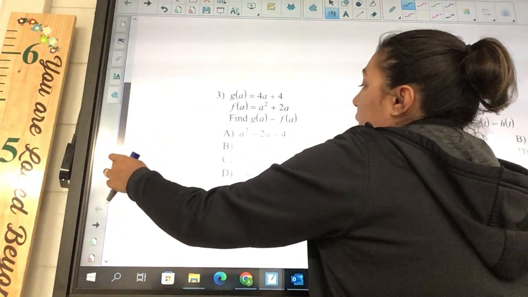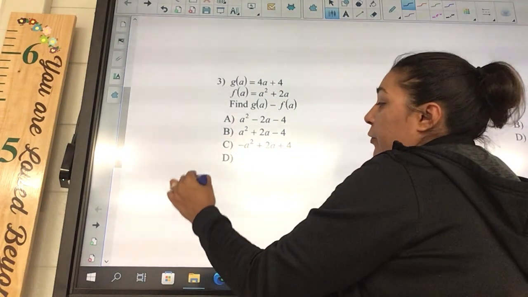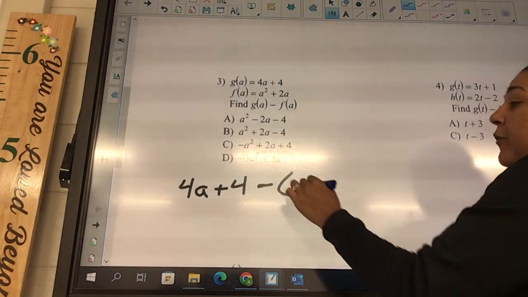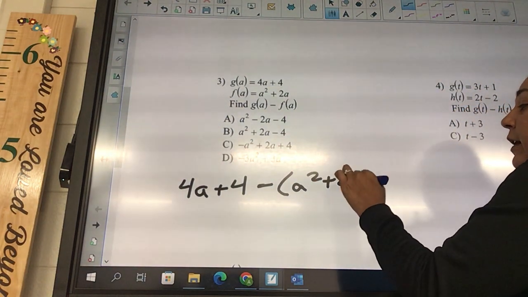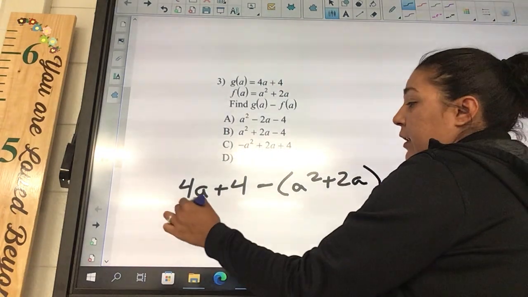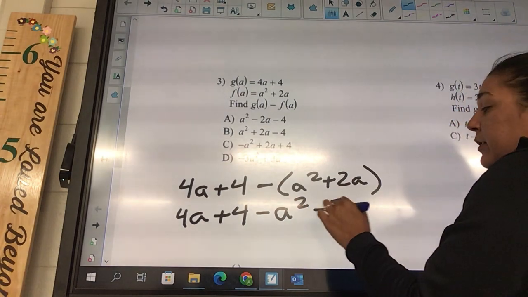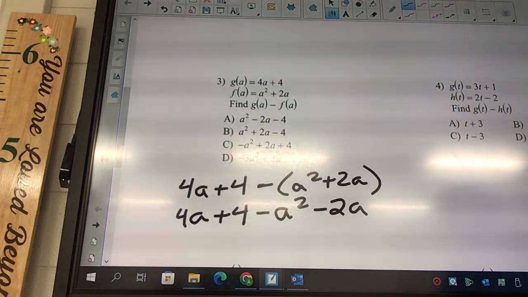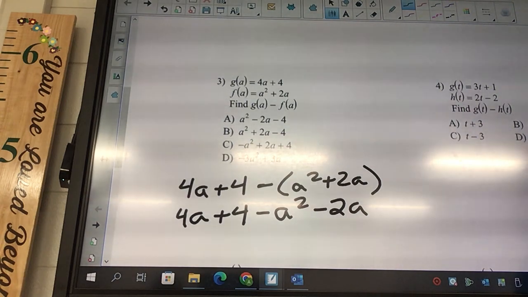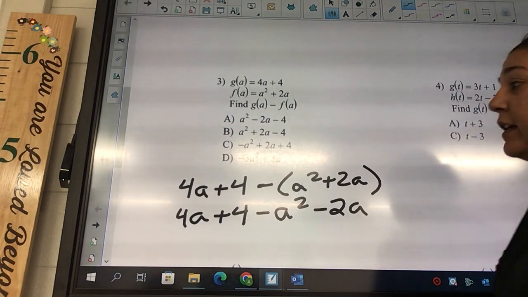Whereas 3 is a little bit trickier just because it's subtraction, you're going to have to do a little bit of work. So I got 4a plus 4 minus my f of a, which is a2 plus 2a. So you change all the signs in the second set. So it's going to look like 4a plus 4 minus a2 minus 2a. Now, before you even combine like terms, what should my first term be? A2. Close. Negative a2.